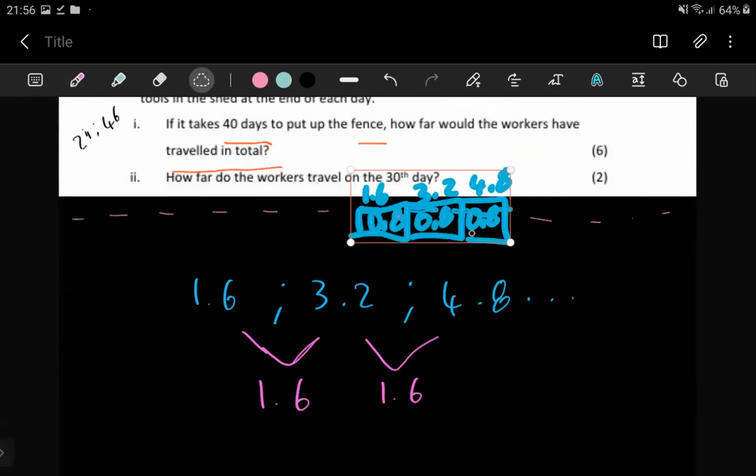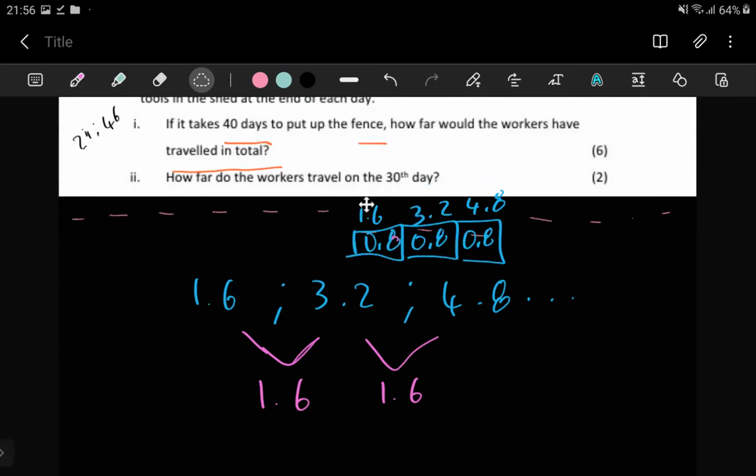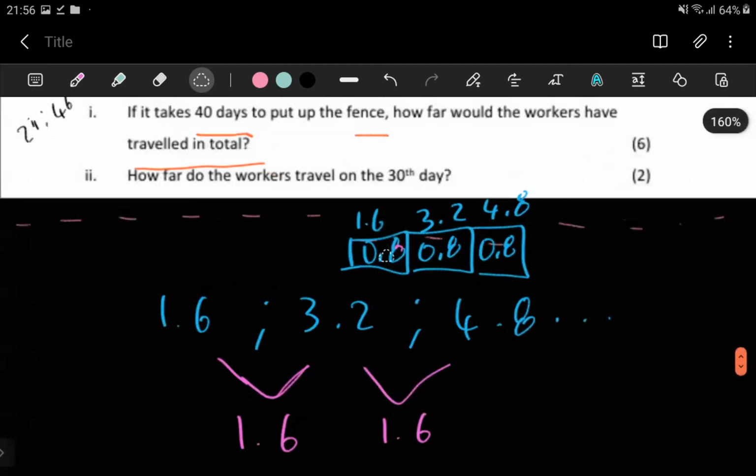Yes, 0.8. But then when they went back, so they put up 0.8, and then when they went back, it means they would have traveled 0.8 times 2, right? Yes, which is 1.6. Cool. So that's why we put 1.6 here. Do you see? Then the next day they will put up another 0.8, meaning they walked 1.6 going, and then they walked 1.6 going back.